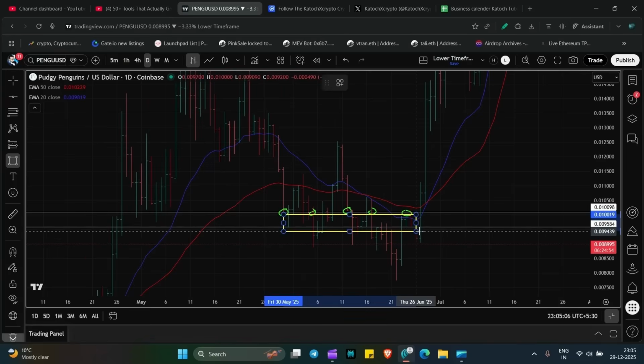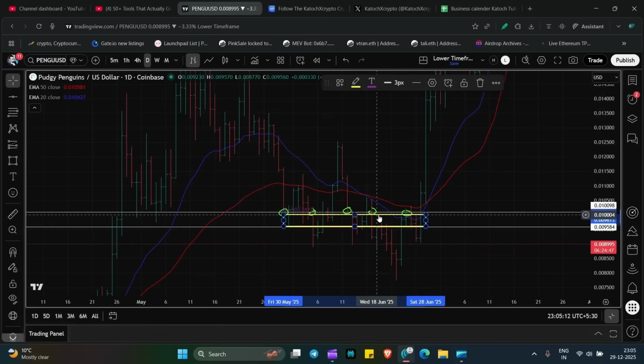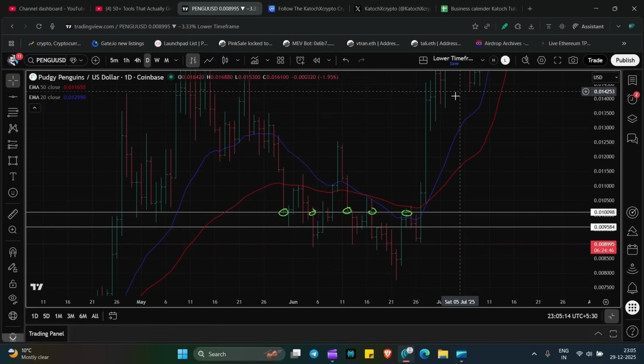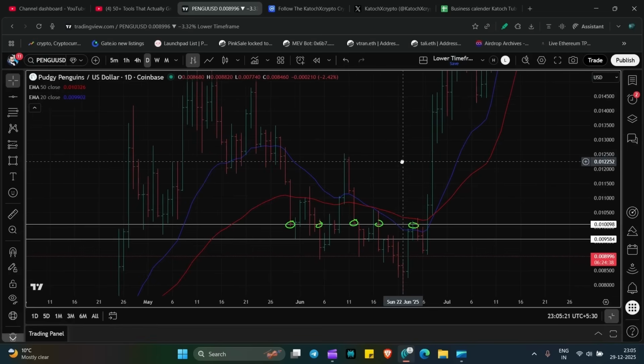So this can be the area for you. So clearly, this is how you draw a horizontal line in this case. A very clean and clear example on the daily chart. Similarly, it can be done or replicated on a weekly or on a lower time frame like hourly and 1-hour chart.